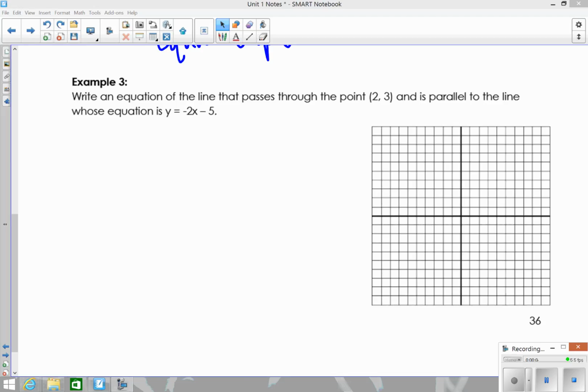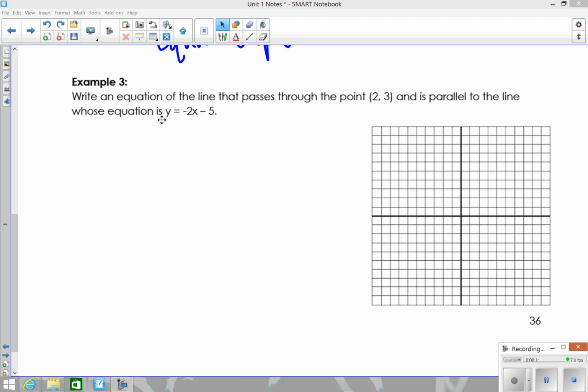In this video, we're going to look at how to write an equation of a line that's passing through a given point and is parallel to a given equation. So if you look at the example, it says write an equation of a line that passes through this point, 2, 3, and it has to be parallel to this equation.